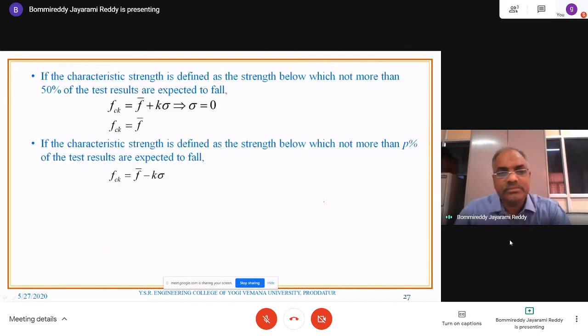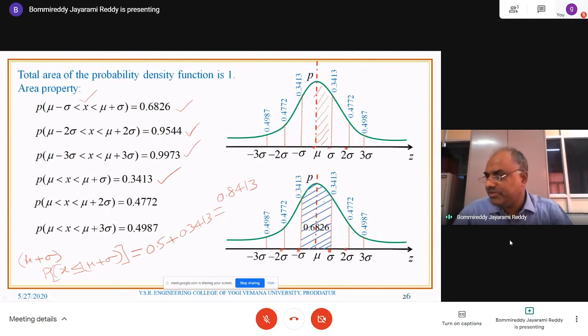At this juncture, I want to mention one thing. Most of you know that FCK is equal to F bar plus 1.65 times sigma. What is it called? Characteristic strength of the concrete. We will see it a little later, but anyway, at this juncture, let us discuss. FCK is the characteristic strength, which is equal to F bar minus 1.65 sigma.